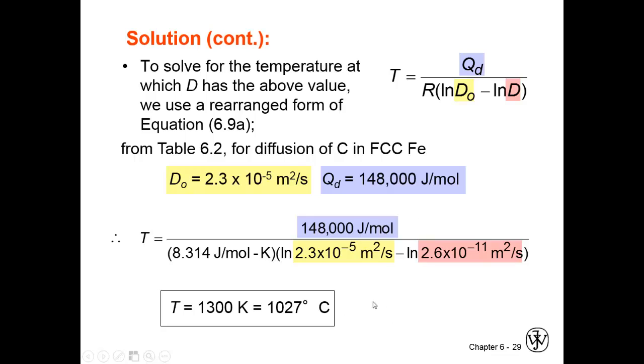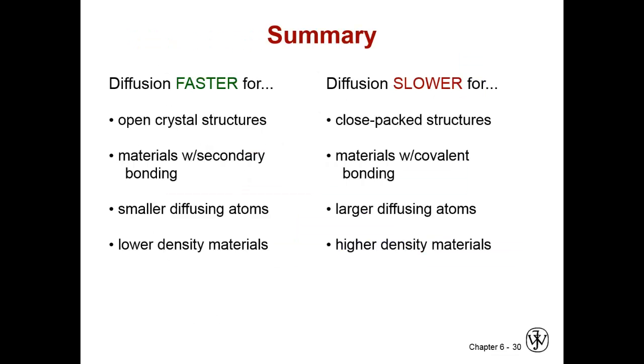In summary, we have faster diffusion for more open crystal structures, materials that have secondary bonding such as polymers, smaller diffusing atoms, and lower density materials. But the diffusion is slower for close packed structures like HCP or FCC, materials with covalent bonding, larger diffusing atoms, and higher density materials.